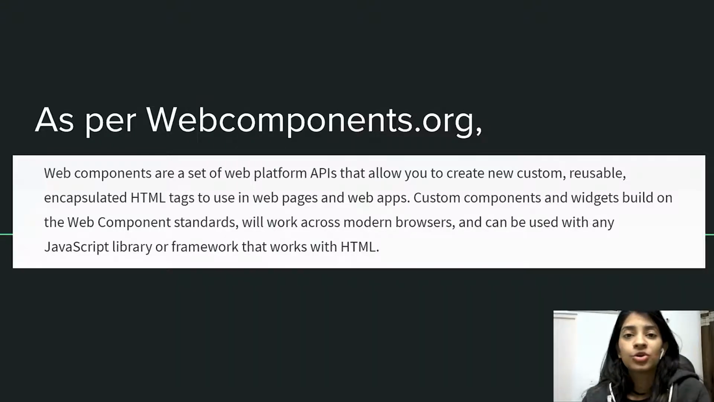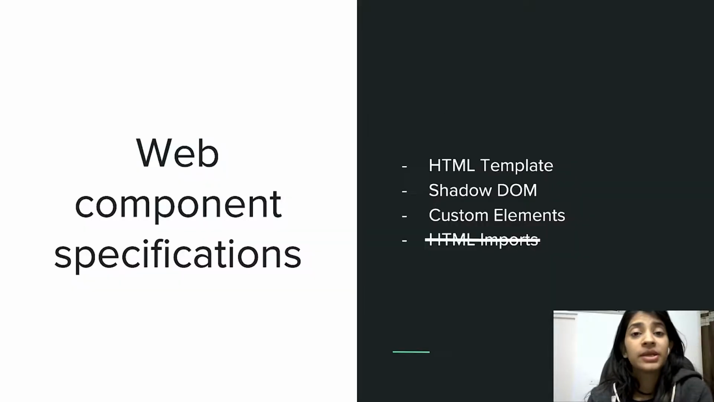And if you look at the more official definition of what web components are, it basically says that it's a set of web platform APIs that help us to create custom, reusable, encapsulated HTML tags, and we could then use those in web pages and across web applications. And there are certain web component specifications that a web component should follow, and let's talk about those now. So there are basically three web component specifications that a web component follows, which is HTML template, shadow DOM, custom elements, and then there's something called HTML imports also, which was earlier a web component specification, but now no more.